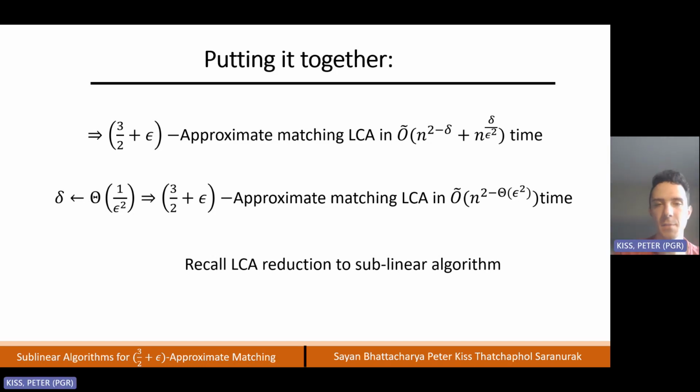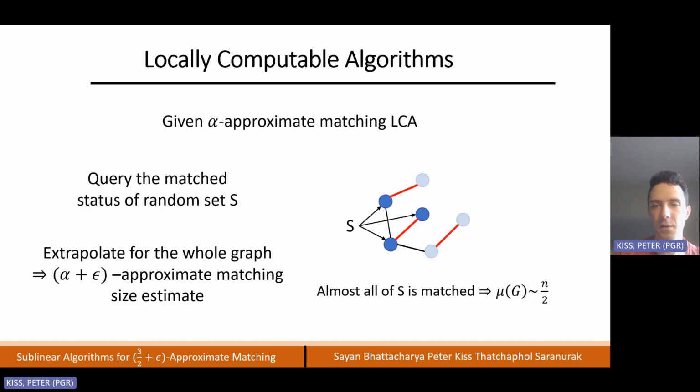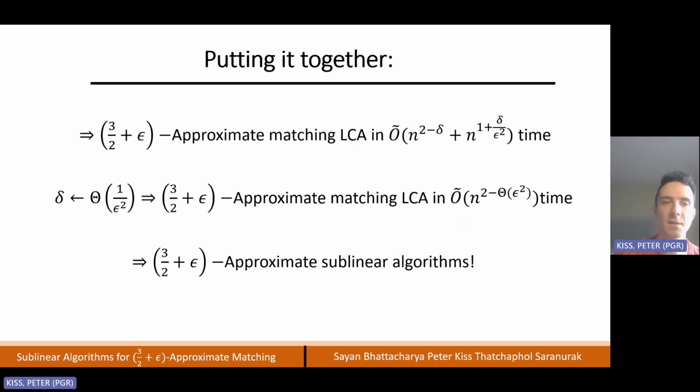And if you recall the reduction I mentioned earlier from LCAs to sublinear algorithms, where you just sample some small set and test matching sizes of them, this implies that we actually get something like a 3.5 plus epsilon approximate sublinear algorithm. So this very simple logic is behind all three of our algorithms. Obviously, I'm skimming through a lot of details here.